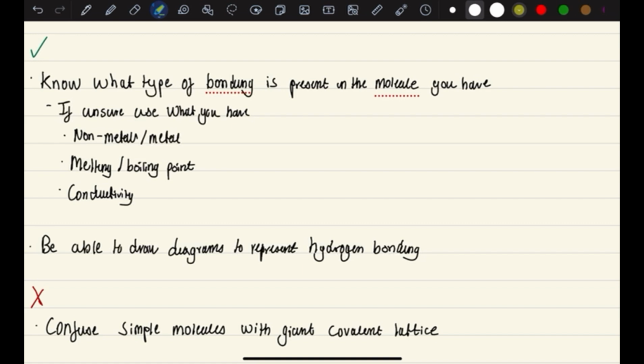Conductivity as well. If I was told that it can conduct, maybe that changes my answer. Not for the last question, but if I'm told it can conduct, I'm thinking it can't be a simple molecule. Cool. And then also diagrams are really important. Like I showed with the ammonia and the water, just make sure that you're happy to do diagrams, especially to show hydrogen bonding or to show induced dipole or permanent dipole. It's just very useful to be able to do in an exam.